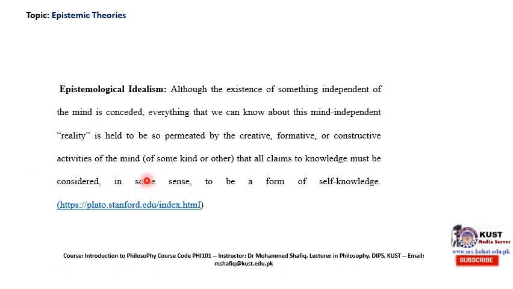Next, we further explain epistemological idealism. Although the existence of something independent of the mind is conceded, everything that we can know about this mind independent reality is held to be so permeated by the creative, formative, or constructive activities of the mind that all claims to knowledge must be considered in some sense to be a form of self knowledge. So, again, in this definition, we have that central theme that it is actually the mind that applies its categories, applies its formative nature, and then we are able to know about something. So, for idealism, it's the mind, it's the ideas that make our knowledge possible.